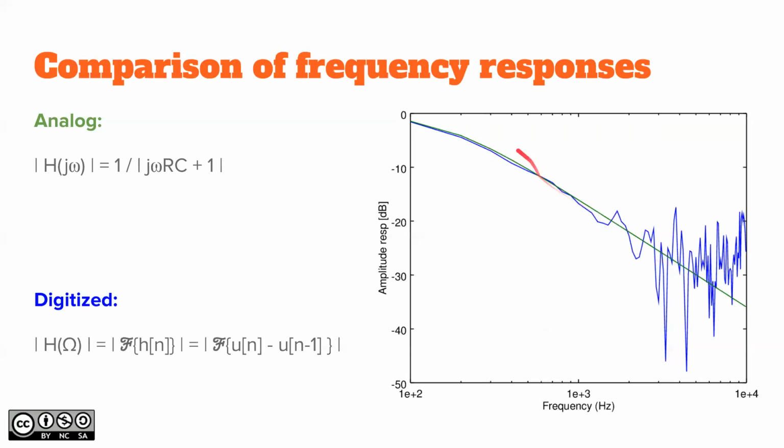Basically I just compared the analog system, since I knew the RLC, and the digital system, which was calculated from the impulse response. The Fourier transformation of the impulse response gives me the amplitude response, and they are quite okay until you hit the noise floor.